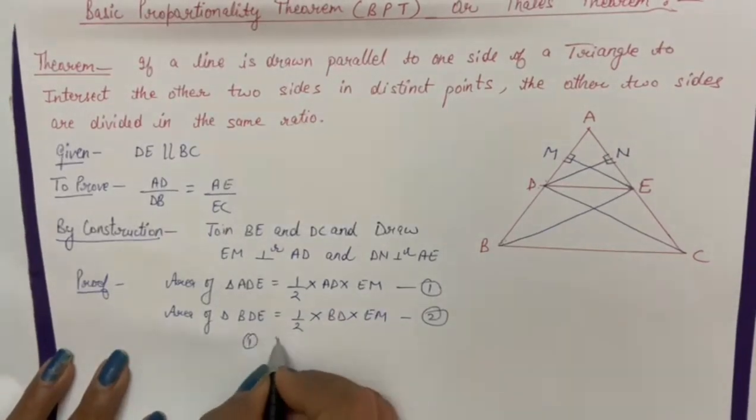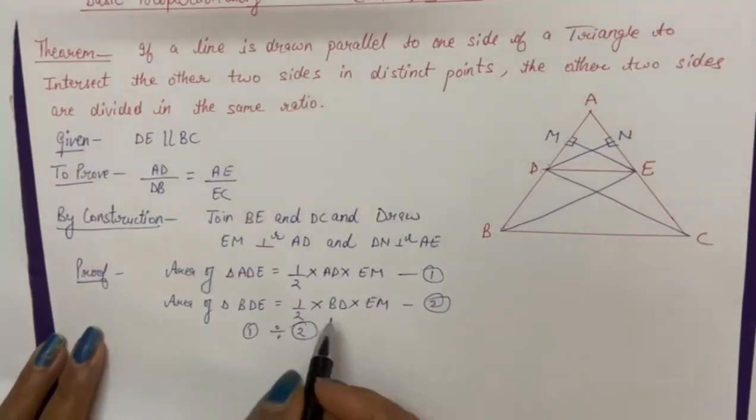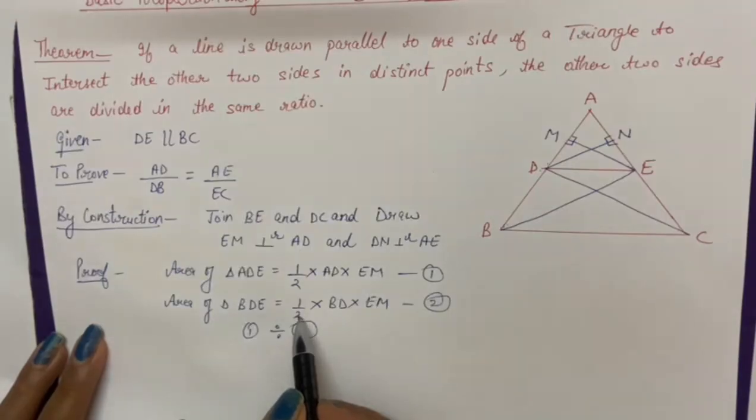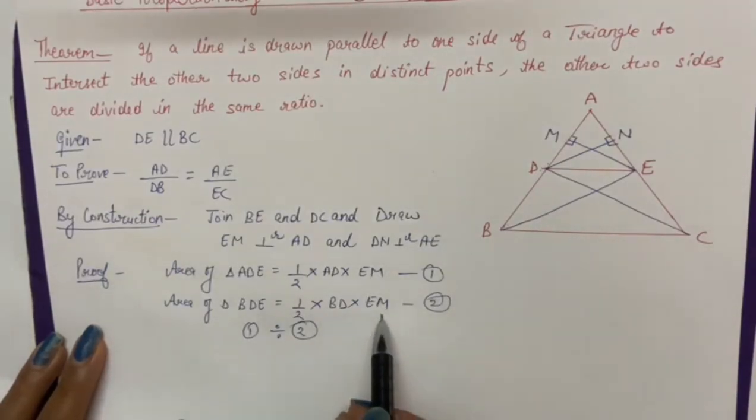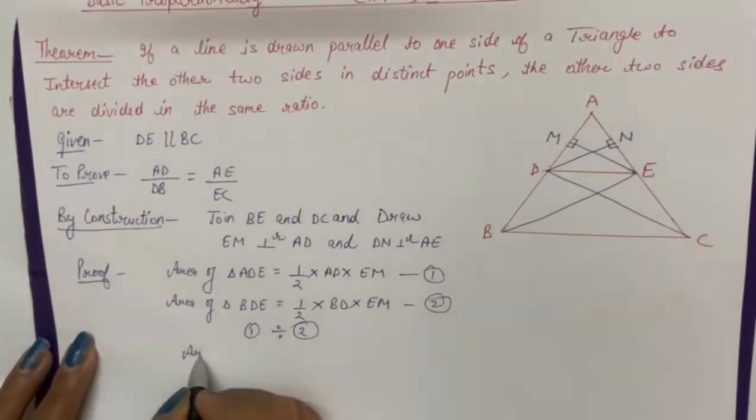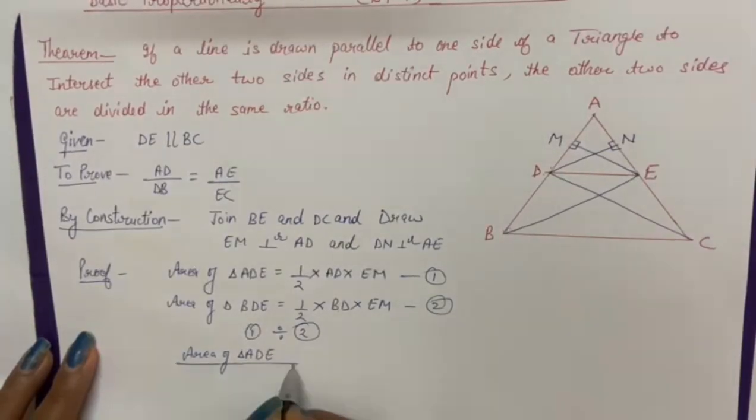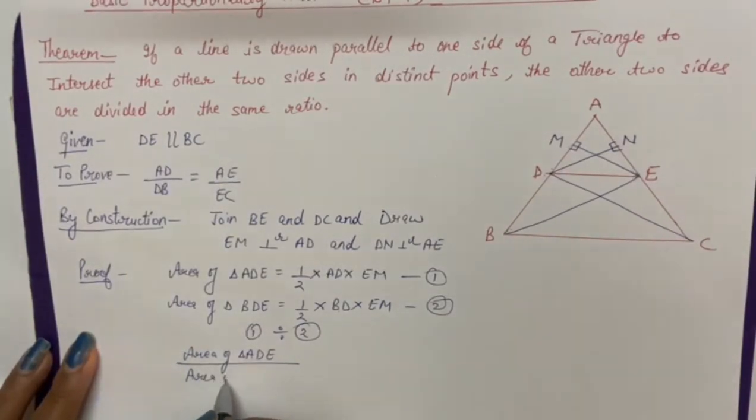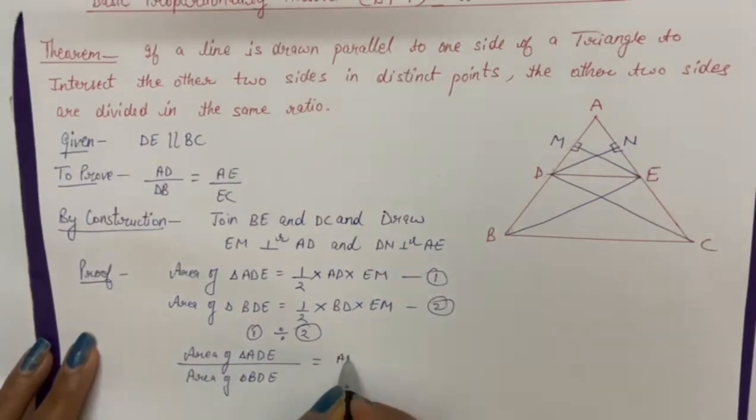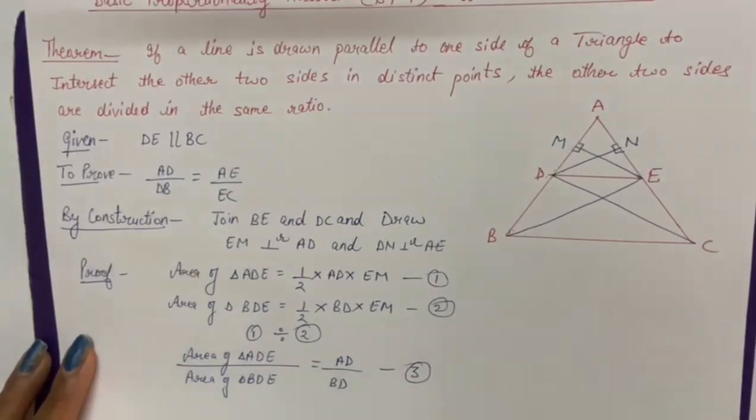Now dividing 1 and 2, if you divide equation 1 by 2, so what will be our answer? We see here, in dividing both the equations half and half cancel out, right? In the similar way EM and EM will also cancel out. So what is left? AD upon BD. So the same thing we will write down here. Therefore area of triangle ADE divided by area of triangle BDE is equal to AD by BD. And now finally this is your equation number 3.